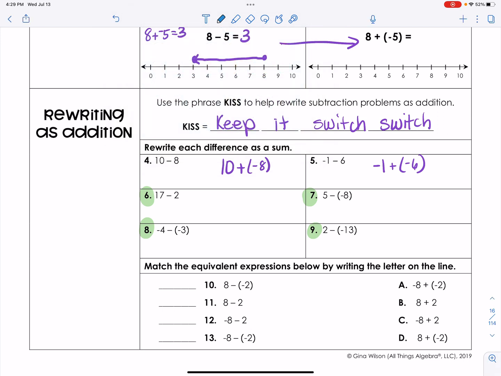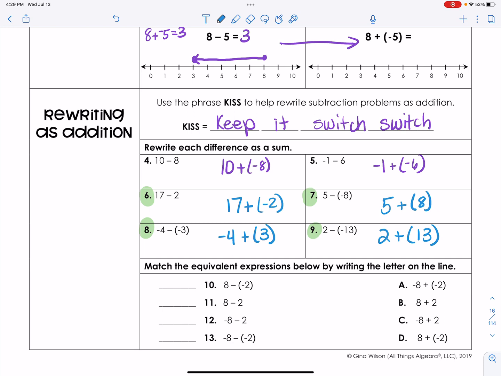So this would be 17 plus a -2, 5 plus a +8, because a minus actually turns into a positive. Okay, so here, same thing, a -4 plus a +3. I'm adding its opposite. And this would be 2 plus 13. I'm adding its opposite.